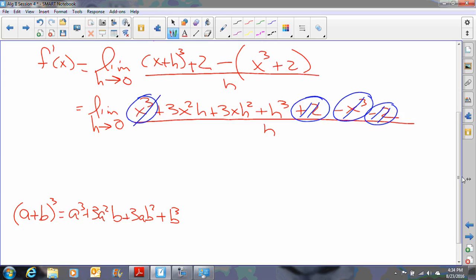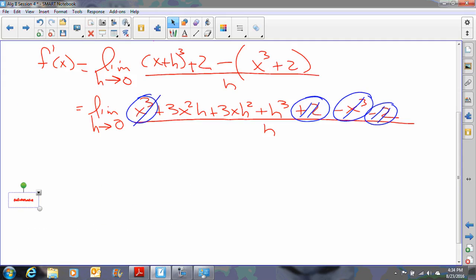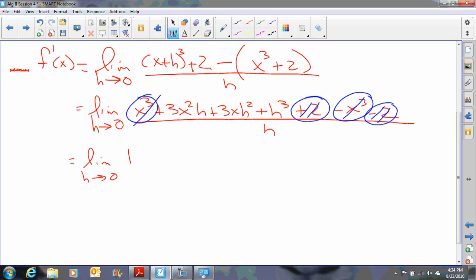So what we have now is the limit as h approaches 0, and I'm going to take some liberties here. I've got 3 terms left in the numerator. Do you notice that there's an h as a factor in all 3 of those? So I'm going to get the h out of there: 3x squared plus 3xh plus h squared. And on the bottom, I have the h. Now here is the 0 over 0.